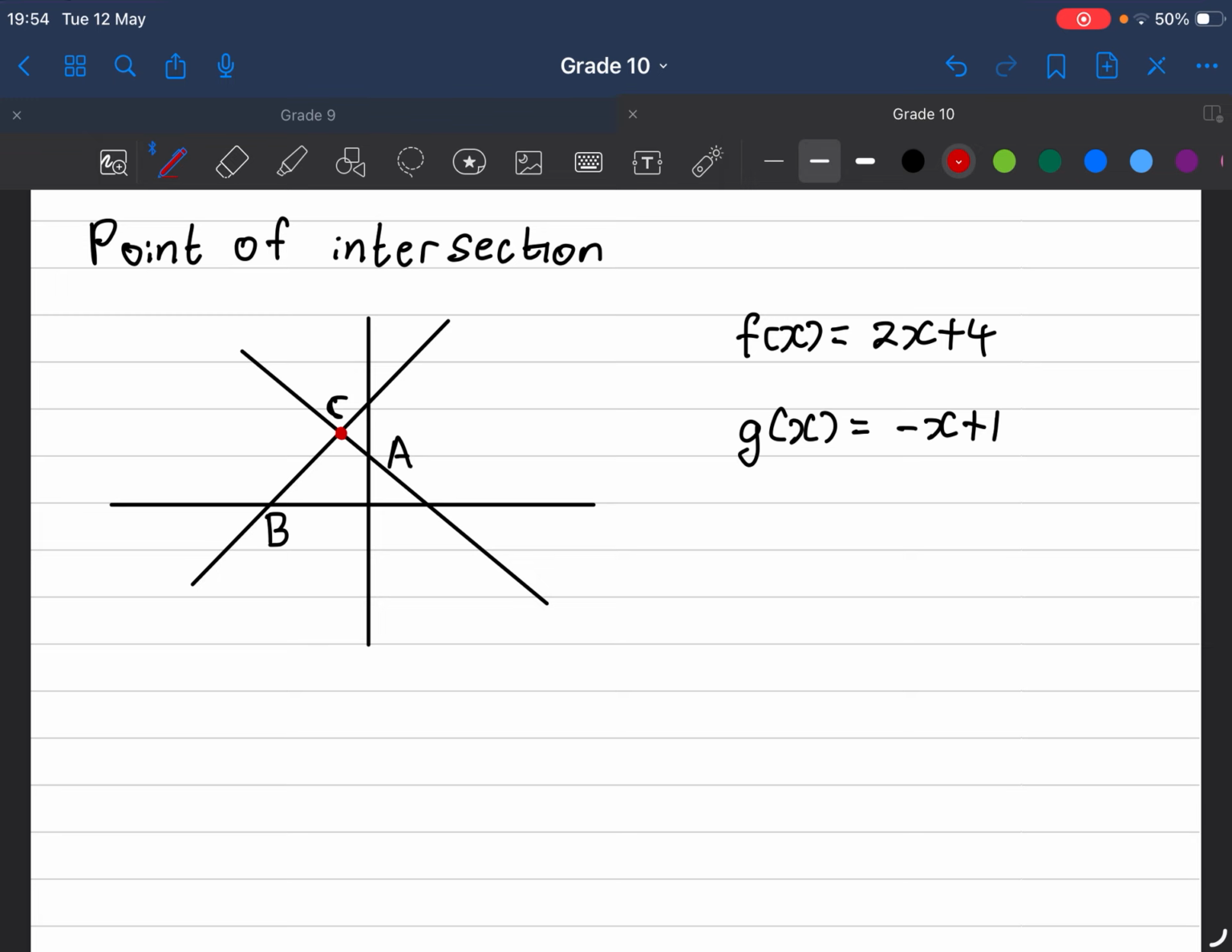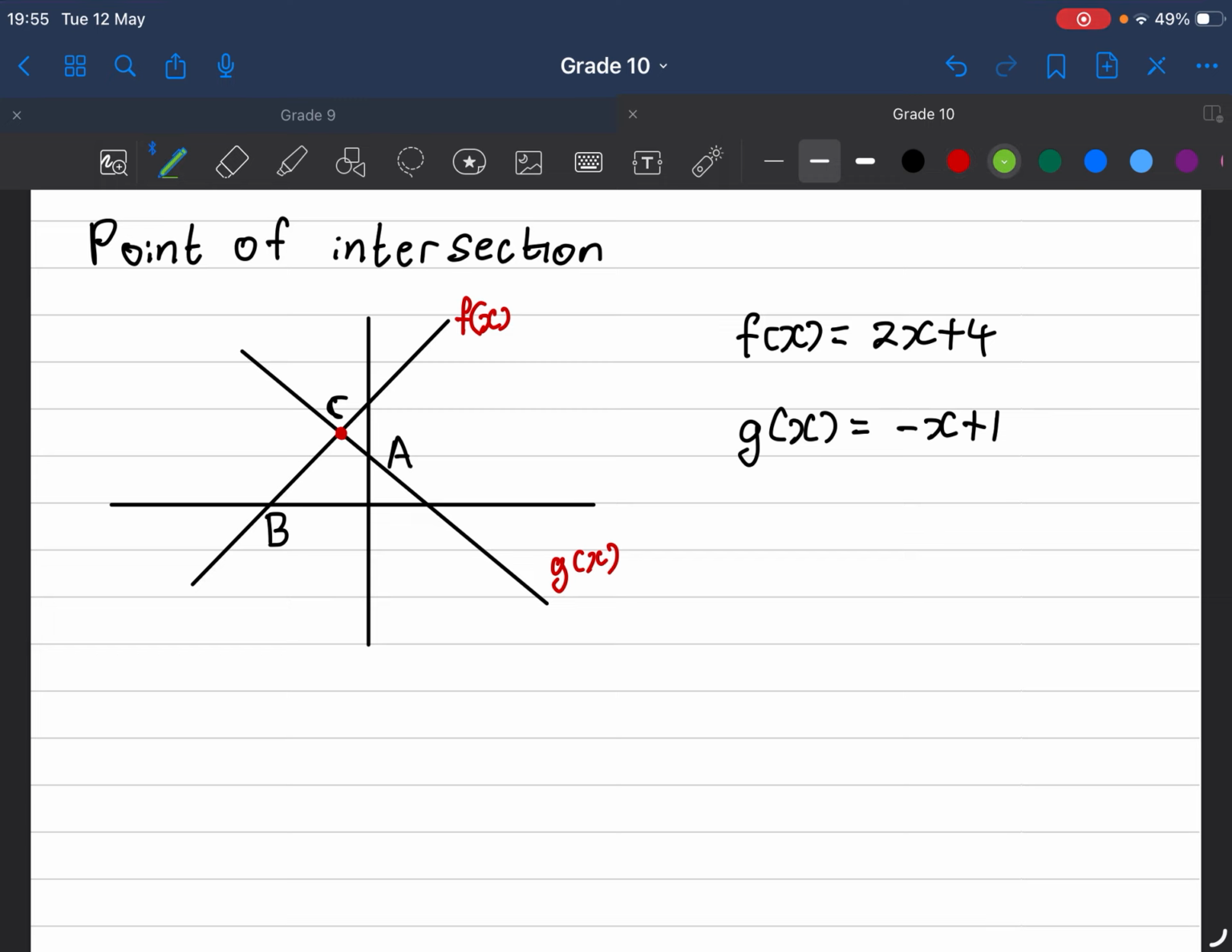Now, before we do that, let's identify. I have two equations here, but which equation belongs to which graph? The easiest way to spot it is to look at the gradients in this case. This is a positive gradient, which means this graph should be going that way. This is a negative gradient, so this graph should be going that way. So based on that, which graph do you think belongs to which? So the one with a positive gradient has to be this graph. This is f of x, and the graph with a negative gradient has to be this one, g of x.